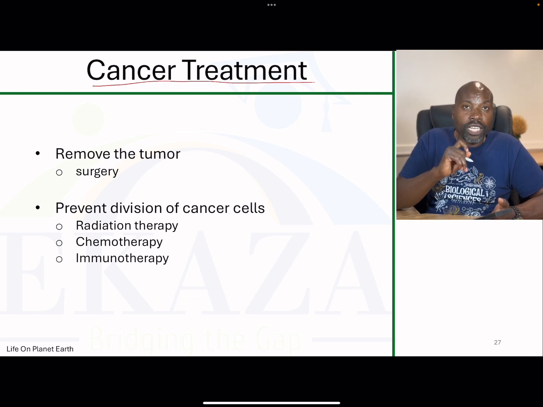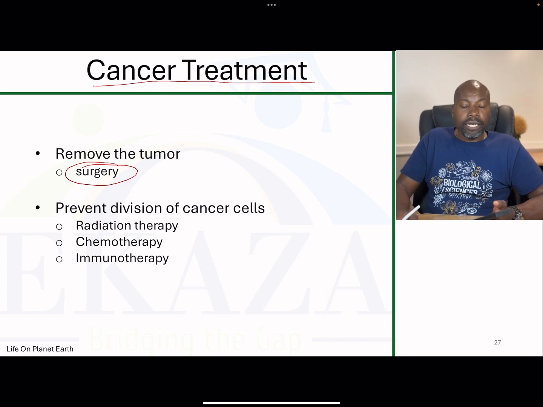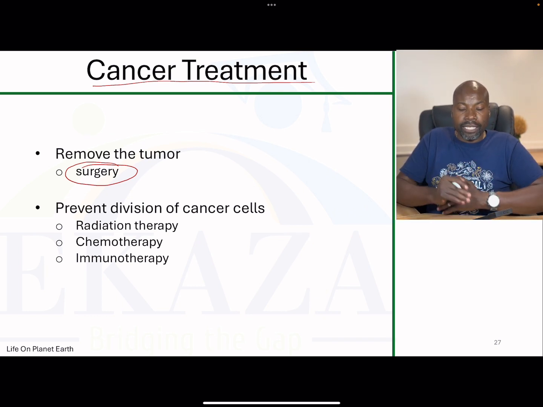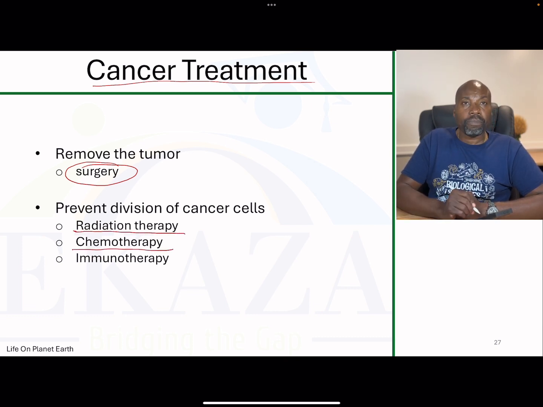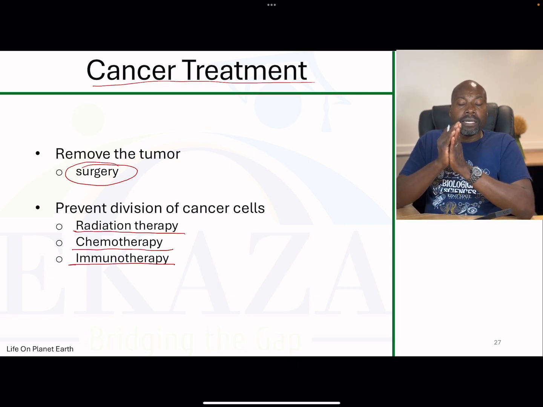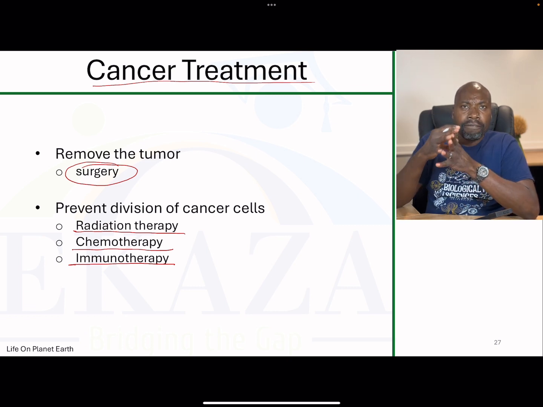The ideal situation for any cancer is surgical removal of the tumor. If this is not possible, this is when you have to use other techniques, including radiation therapy, chemotherapy, and immunotherapy. Now, in all these cases, radiotherapy, chemotherapy, immunotherapy, this is relatively heavy on the patient, okay?